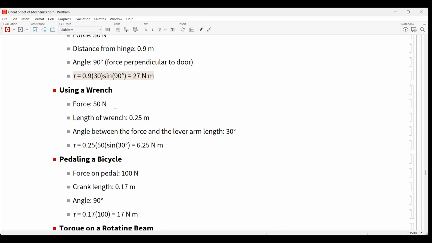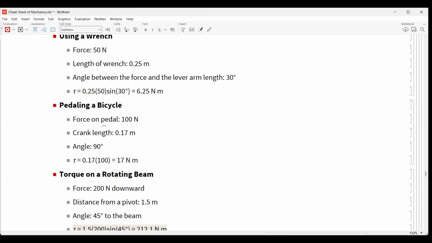Using a wrench, the force is 50 newtons, the length of the wrench is 0.25 meter. The angle between the force and the lever arm is 30 degrees. So the torque here is 0.25 times 50 times sine 30 degrees, equal to 6.25 Newton meters.